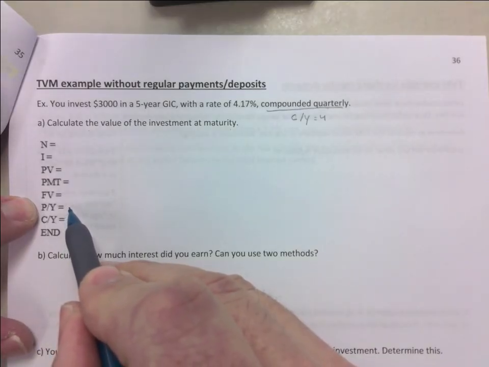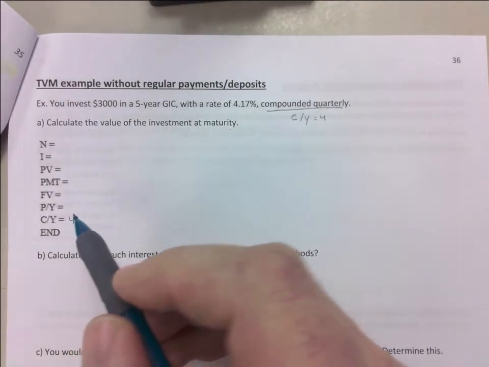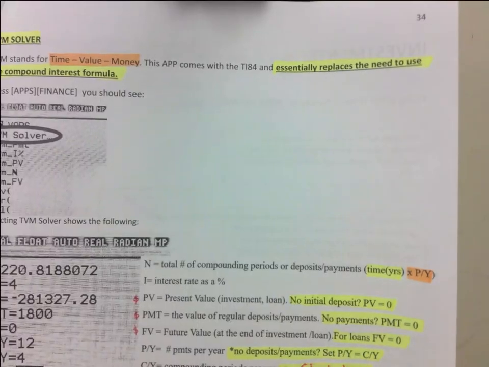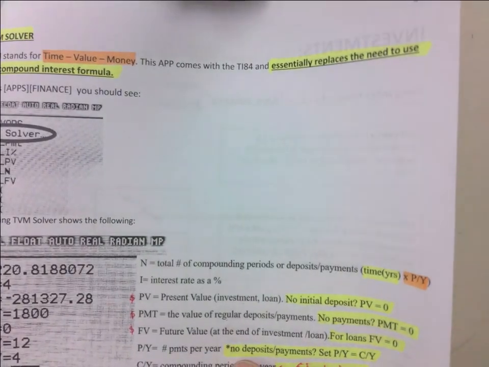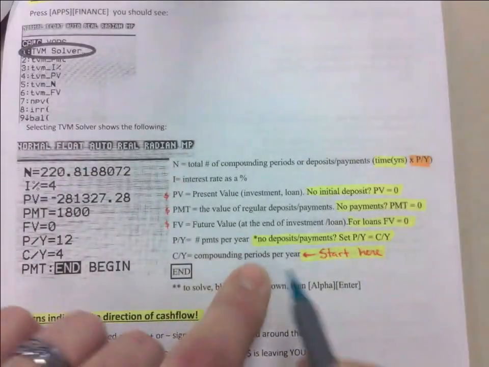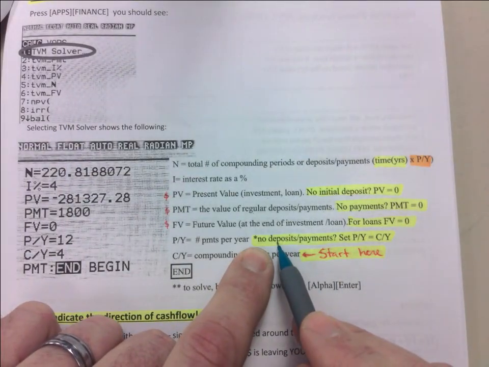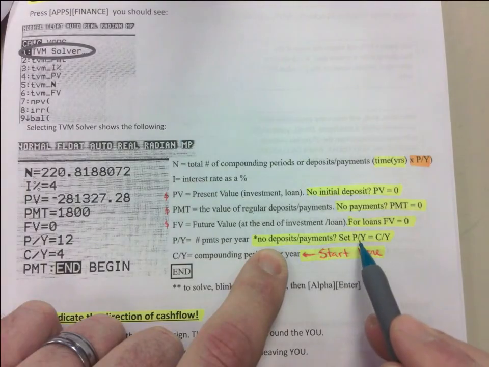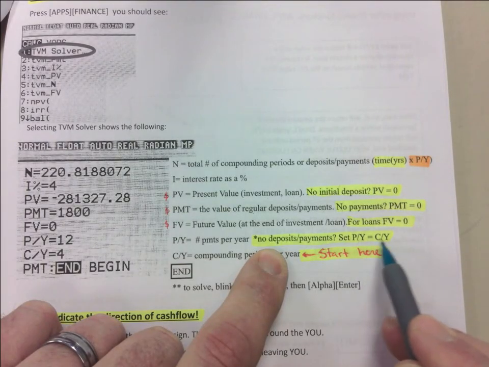PY. What is PY going to be? What are we going to set it to? I'm going to take you back just for 1 second. I'm telling you to come here. If there are no deposits, if there are no regular deposits or payments, then set PY and CY to be the same.